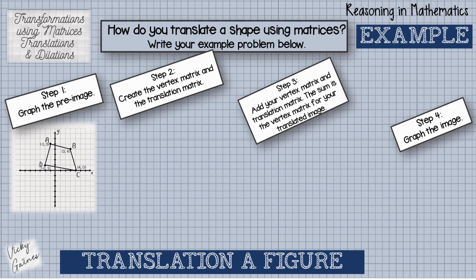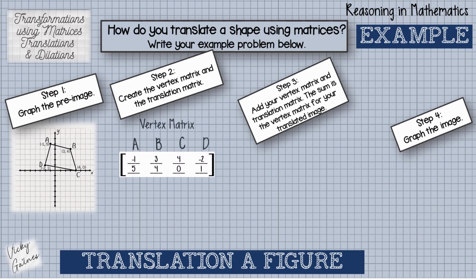So how do you translate a shape using matrices? So here is step 1, graph the preimage. We already have that. Create the vertex matrix, which we already did as well, and the translation matrix, which we did on the last slide. We're going to add in step 3, add your vertex matrix and translation matrix. The sum of the vertex matrix for your translated image, so that is where we're going to end up.